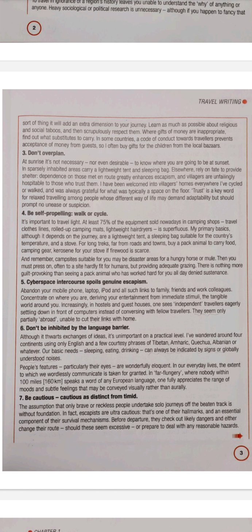And remember, campsites suitable for you may be disaster areas for a hungry horse or mule. Then you must press on, often to a site hardly fit for humans, but providing adequate grazing, a suitable place for your horse or your mule, your pack animal, to eat and move around. So you should press a little bit on yourself. The site might not be very suitable for a human, but it should be suitable for your animal.